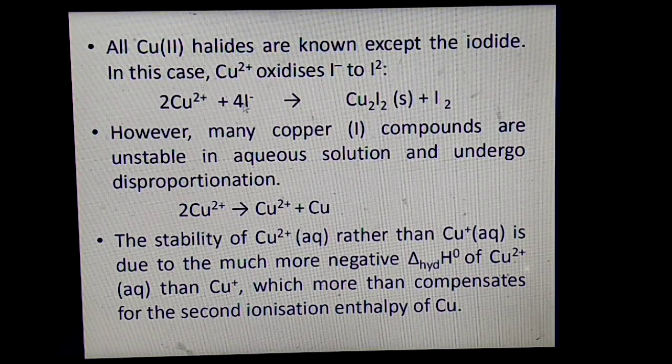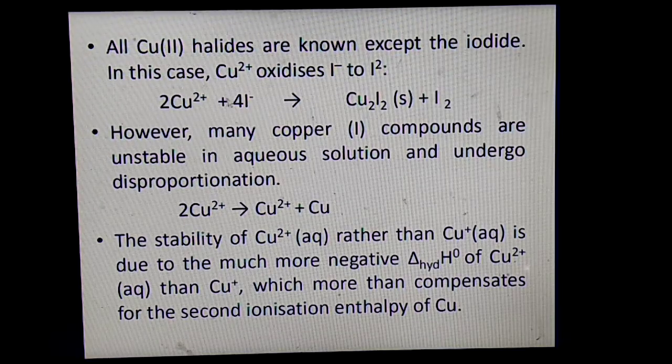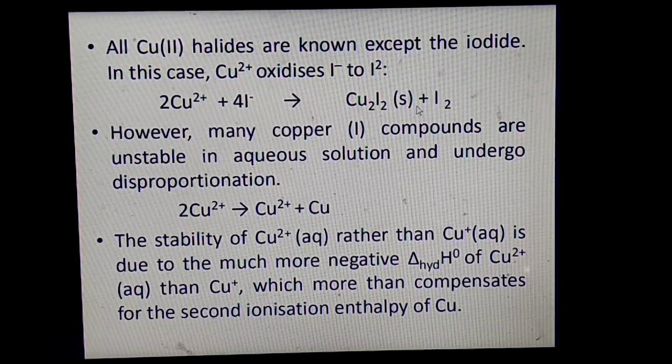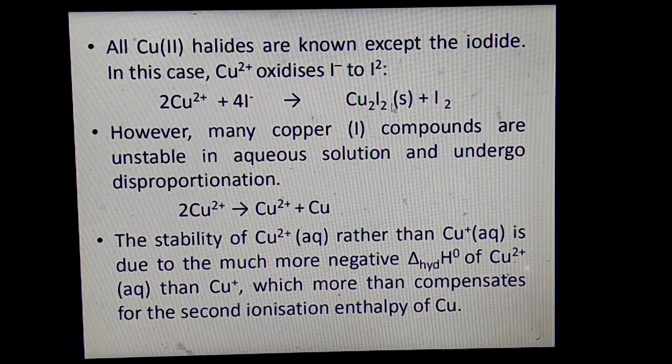So iodide is oxidized here. It is the reducing agent, and copper is the oxidizing agent. It reduces itself, but iodide is oxidized to iodine. That's why copper iodide, with copper in the +2 state, is not known, but other halides of copper(II) are known.